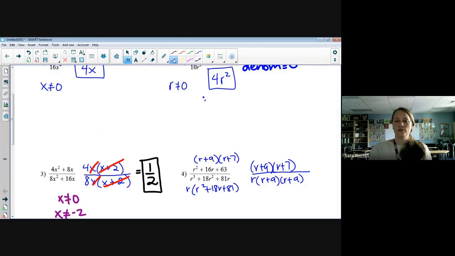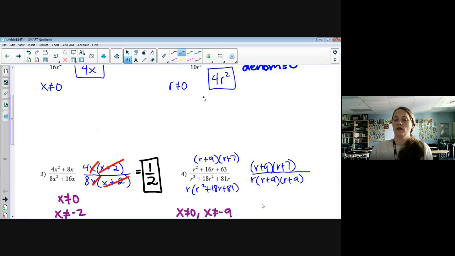So let's go ahead and do our excluded values before we cancel. We always do that before we cancel out. So it looks like if we look in the denominator, your excluded values are, what's our first one? -9 is one of them. Our first one is 0, and then -9, and then -9 again, but we only have to write it one time. So x cannot equal 0, x cannot equal -9.